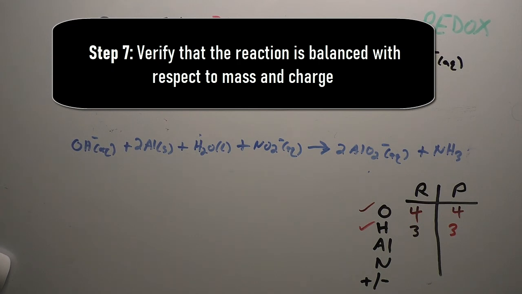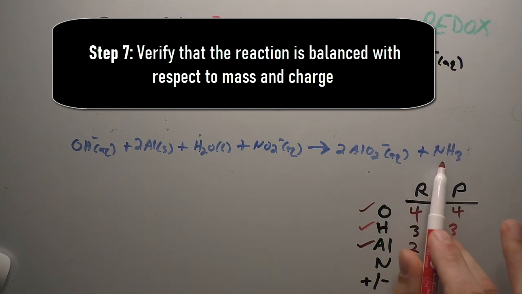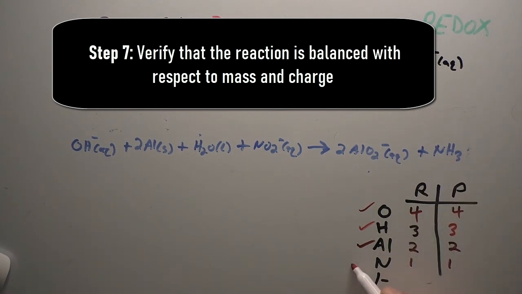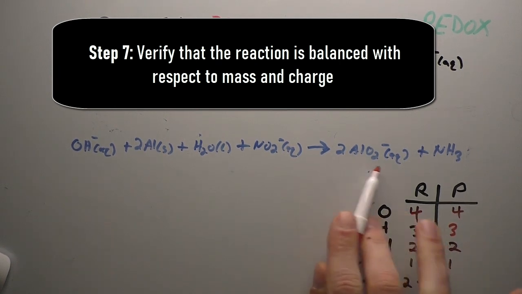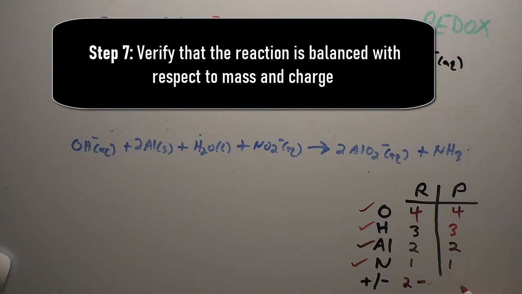For the aluminum, how many do we have? Looks like we have 2 aluminum on the left and also 2 aluminum on the right. So far, so good. Aluminum is now balanced also. Nitrogen, looks like we have 1 nitrogen on the left, and look at that, we have 1 nitrogen on the right as well. So far, we are looking pretty good. And then overall, the charge: we have 1 hydroxide ion with 1 minus, and 1 nitrite ion with 1 minus. So the charge on the left-hand side is 2 minus. And over here, we have 2 aluminate ions with 1 minus apiece. So that's 2 minus on the product side as well. So yay, the equation is balanced.